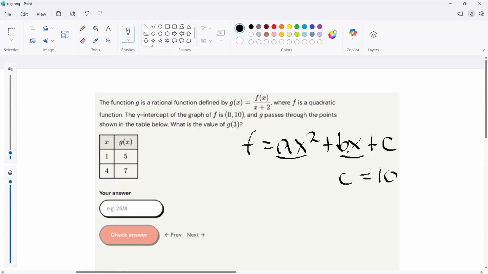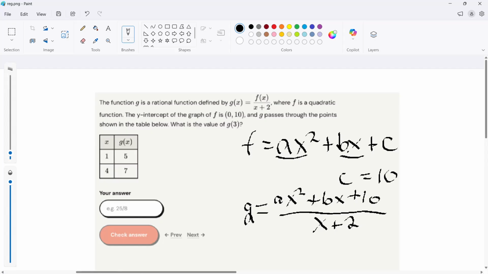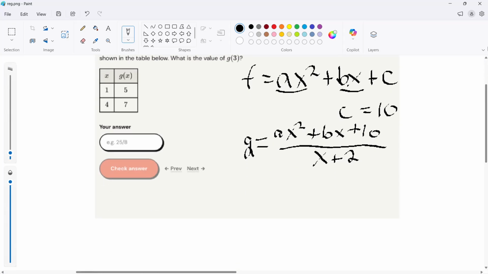So now I know this g function is actually ax squared plus bx plus 10, all divided by x plus 2. And now I have some values here. When x is of the g function, when x is 1, g of x is 5. So when x is 1, 1 squared times a is a, plus 1 times b is b, plus 10 divided by x plus 2.